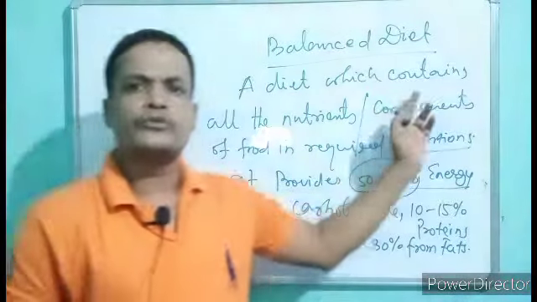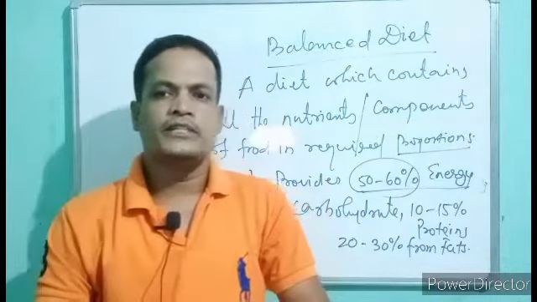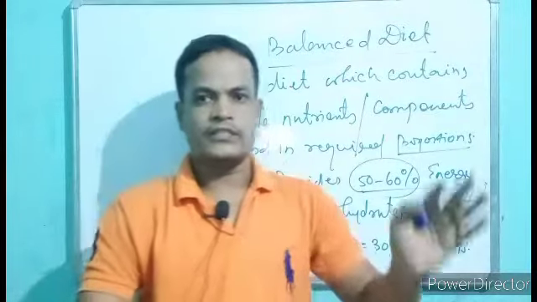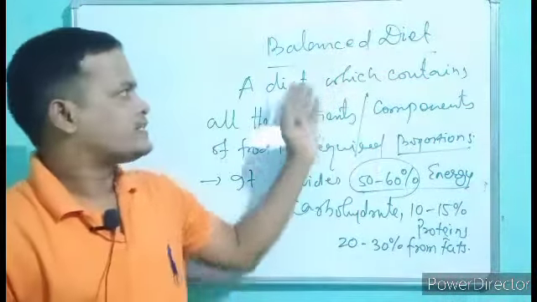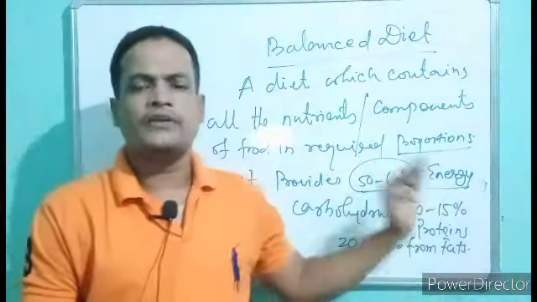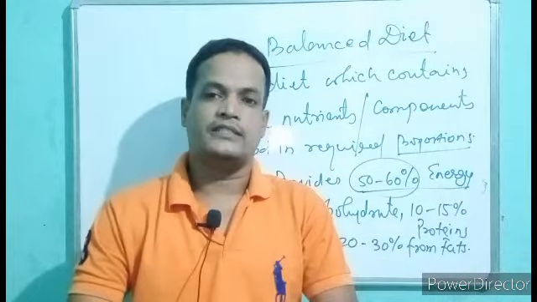If the food carbohydrates and proteins are taken in grams, then the vitamins and minerals will be taken in milligrams. So there is a balanced way, balanced manner, and balanced proportion. Is it right? So the energy content of this balanced food, the balanced diet provides 50 to 60% of energy from carbohydrate.